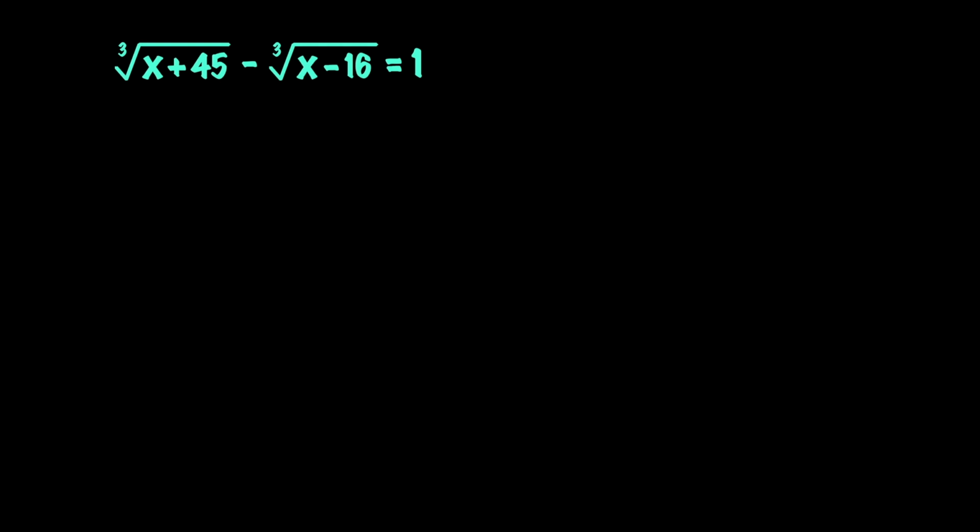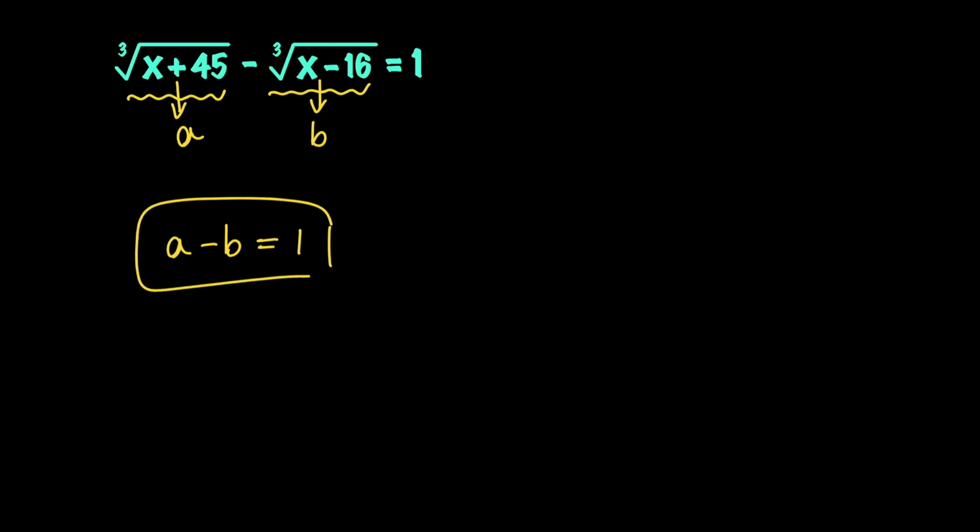So in the first method, I'm going to use the substitution method, which is our favorite method to solve problems. And I'm going to substitute the first cube root with something like a and the second one with something like b. So from this, I can say that a minus b equals 1.